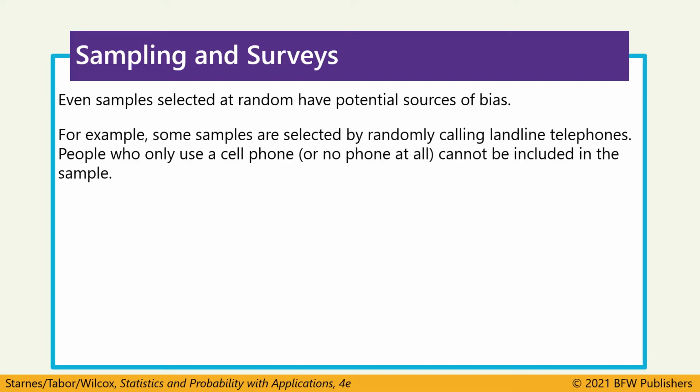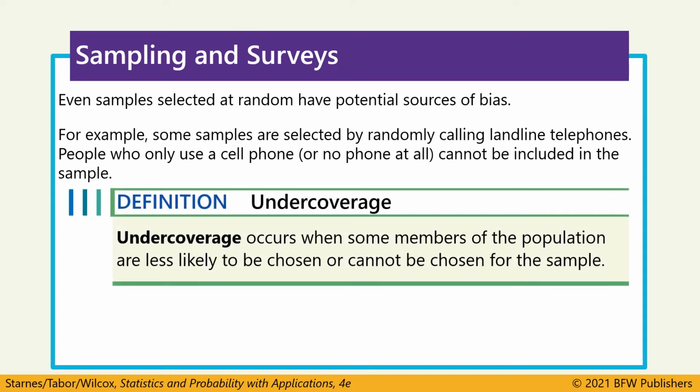For example, some samples are done by randomly calling landline telephones, which excludes people that only use a cell phone or don't have a phone at all. This sample would likely suffer from what's called undercoverage, where certain members of the population are less likely or cannot be chosen for the sample.